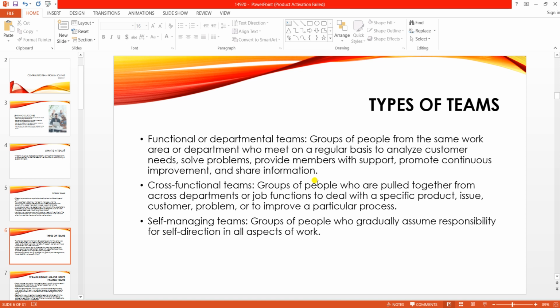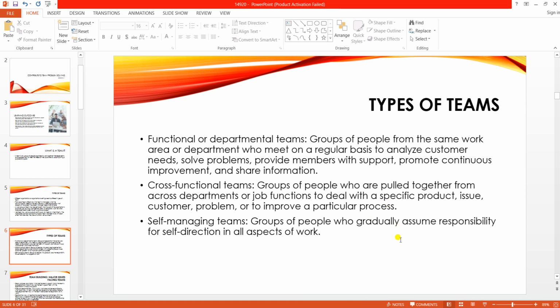In that instance, the project manager has to have an in-depth analysis of what is happening on the ground and have knowledge. And also in terms of continuous improvement, the team needs to get the skills, needs to do certification. So that is more of a functional or departmental team. And also we've got cross-functional teams. In this instance, groups of people who are pulled together from across departments or job functions to deal with a specific product, issue, customer problem, or to improve a particular process.